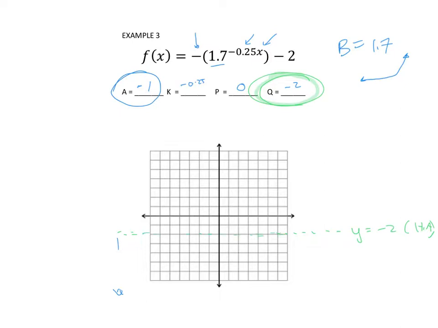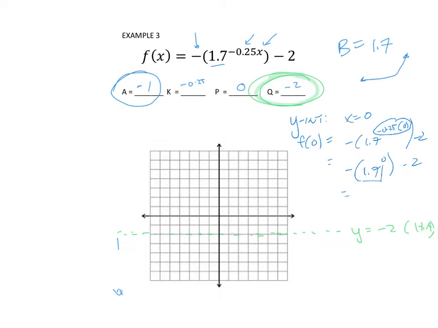Okay, so now that we know it's below, let's figure out where the graph crosses the y-intercept. Is it over here, over here, over here? And this is where a calculation is required. So to calculate the y-intercept, we're going to let x equal 0. In other words, f of 0, using proper function notation, is negative bracket 1.7 to the negative 0.25 times 0, minus 2. And we don't need a calculator for this. Keep in mind, if you multiply this by 0, this whole thing becomes 0. And if you recall, anything to the power of 0 is going to be 1. So we have negative bracket 1, and we end up getting negative 3.